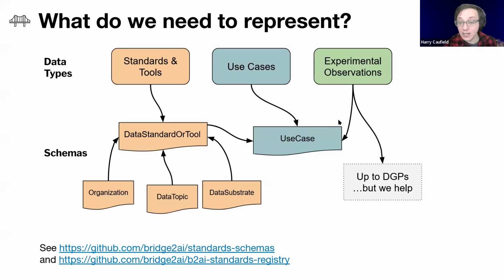As for the use cases themselves, they have essentially their own schema. The experimental observations are one of those areas where we need to be able to link them to the use cases and through that to the data standards or tools. But the actual form that they take in the end is largely up to the data generating projects.